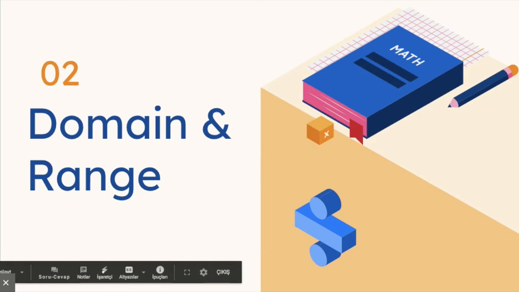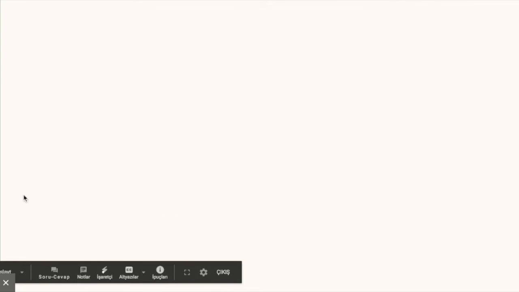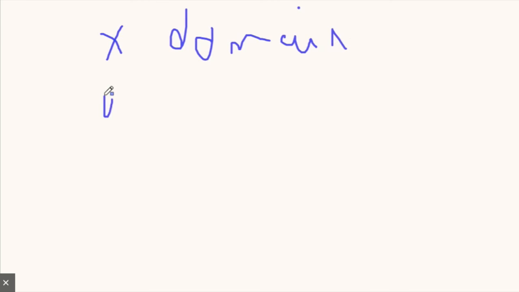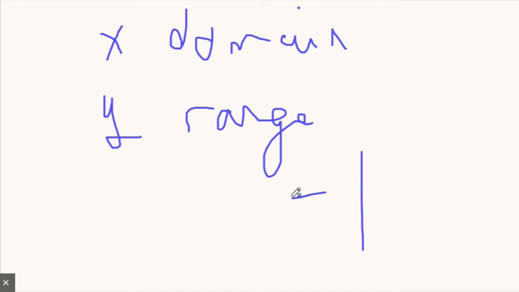All right, now let's get into domain and range. Domain and range are going to be shown by inequalities. Domain is going to be the x. Domain. And range is going to be the y. Now what does that mean? Let's say we have a graph. And let's say it goes like this.